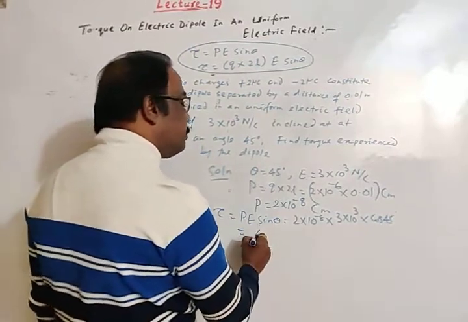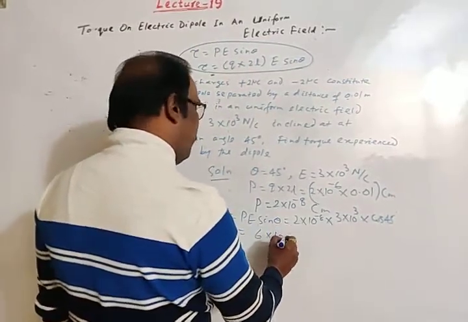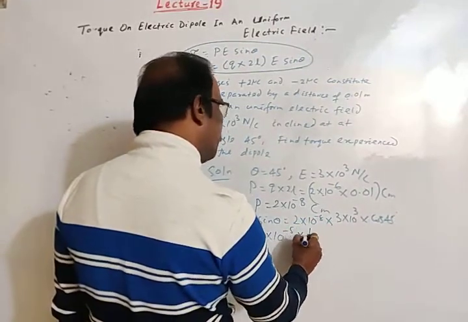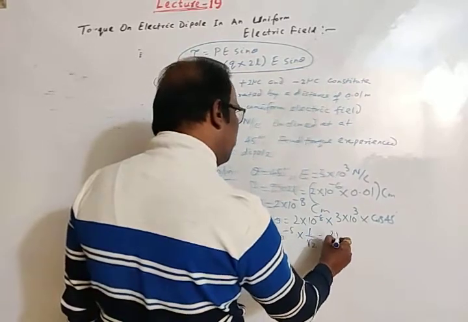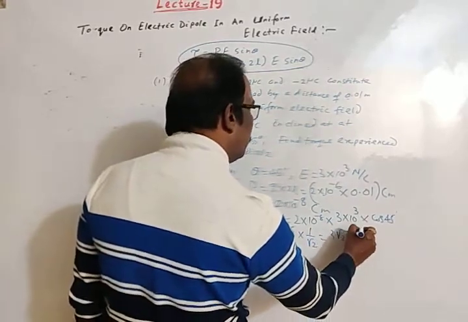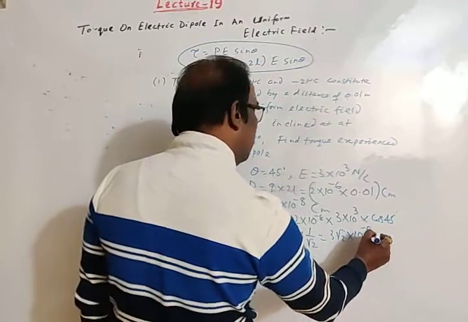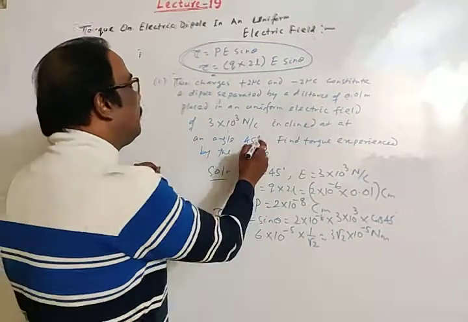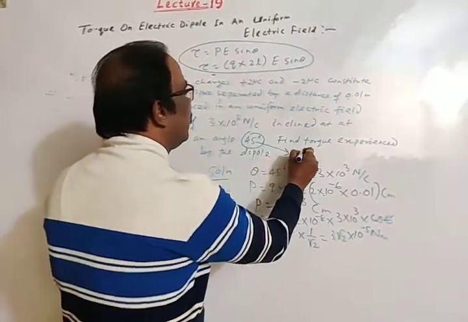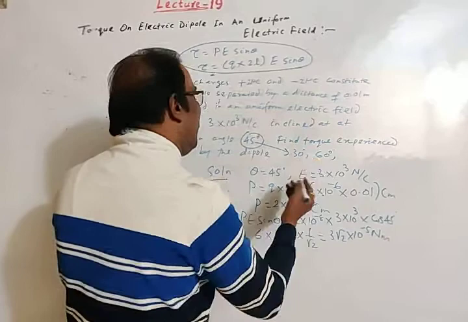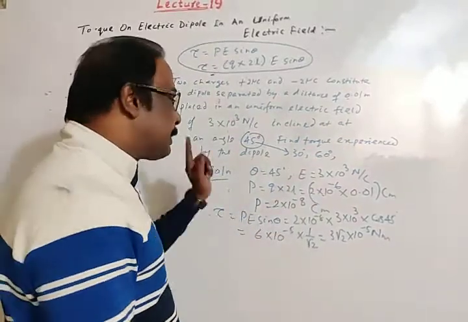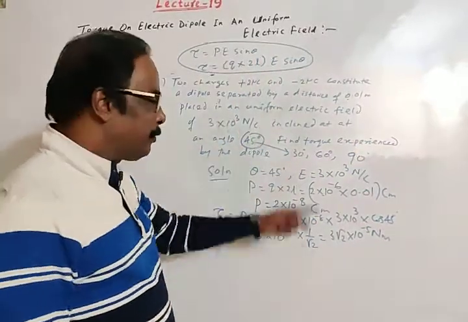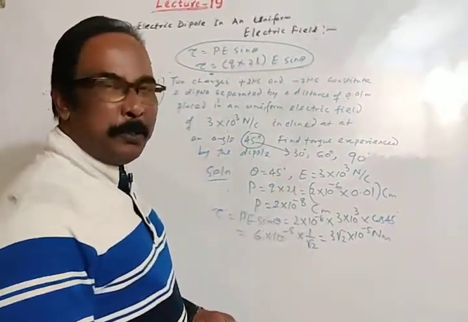It is easier. 6 into 10 to the power minus 5, and 1 by root 2 for 45 degree, then it will come 3 root 2 into 10 to the power minus 5 Newton meter. This angle is 45. This angle may be given as 30 degree, 60 degree, or it may be asked to calculate maximum torque. If torque is maximum, then you may take 90 degree. So these are very fundamental based questions.